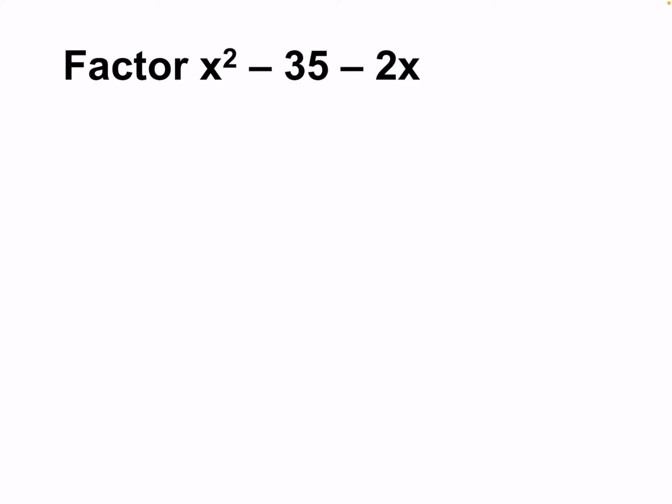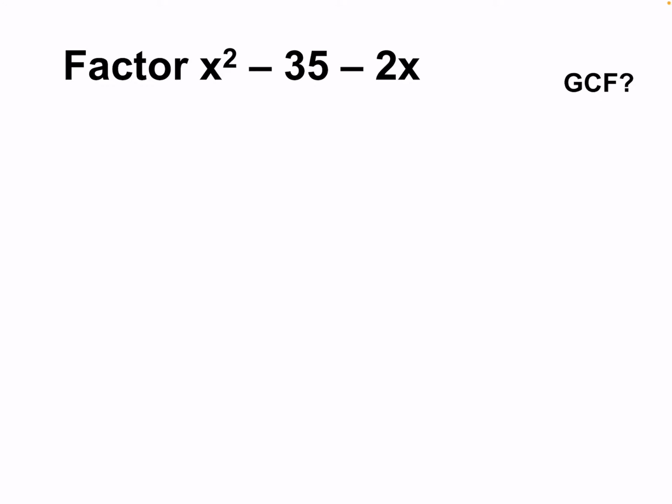Let's factor x squared minus 35 minus 2x. All right, is there a GCF? Is there one number or variable that divides out of each one of these terms evenly? No. Now, there's one thing I notice. I don't know if you've noticed it. Do you notice what I notice?